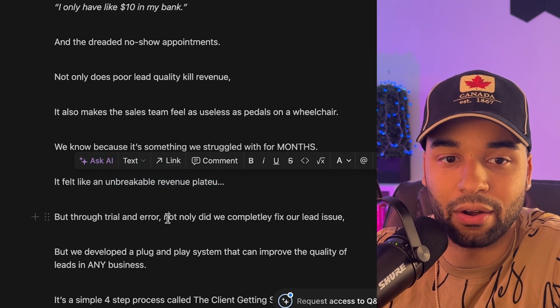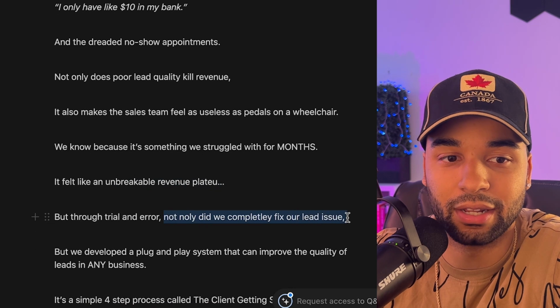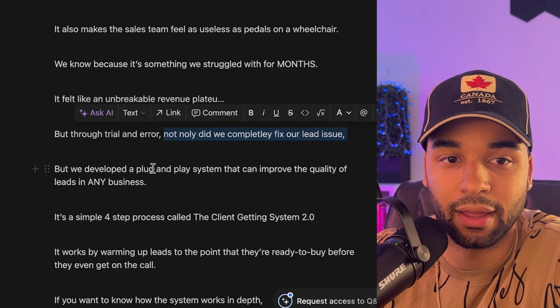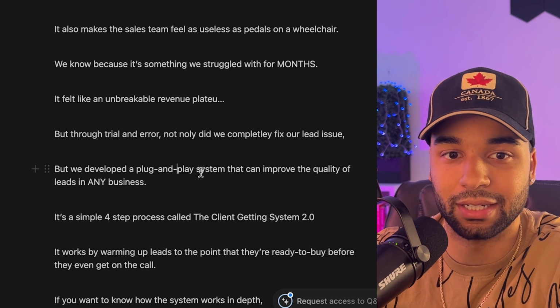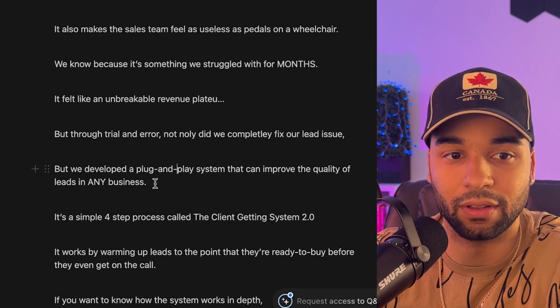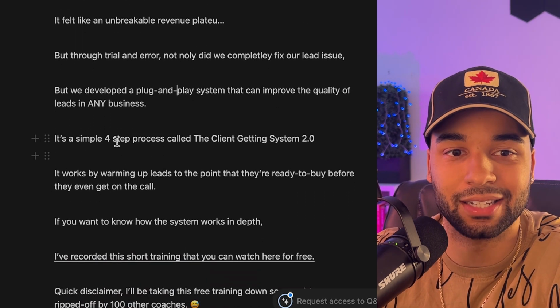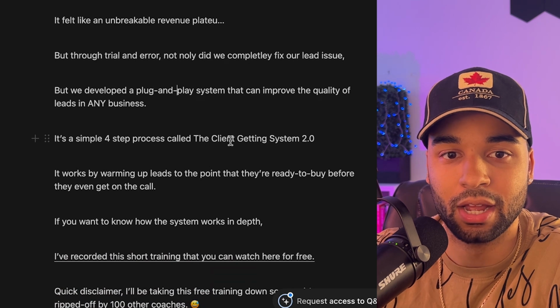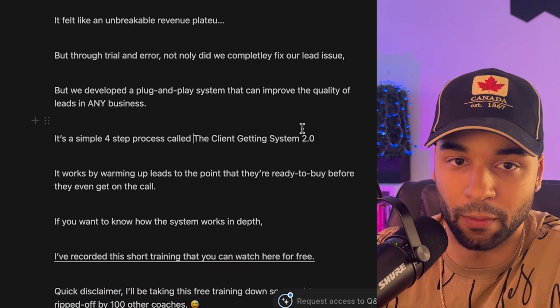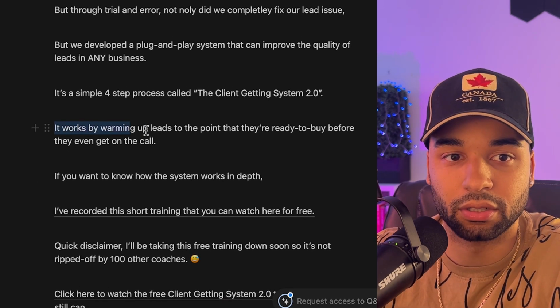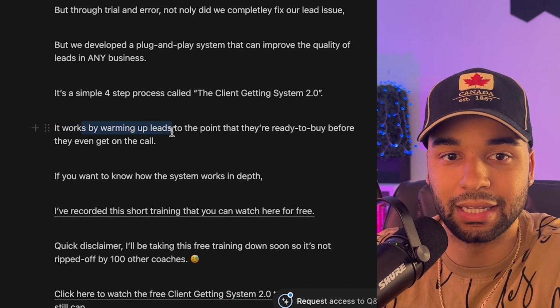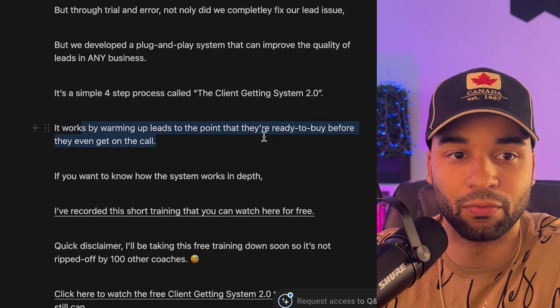But through trial and error, not only did we completely fix our lead issue, but we developed a plug-and-play system, I'll put it as dashed, that can improve the quality of leads in any business. It's a simple 4-step process called the "Client Getting System 2.0." I'll put that in quotations because that's what it's called. It works by warming up leads to the point that they're ready to buy before they even get on the call.